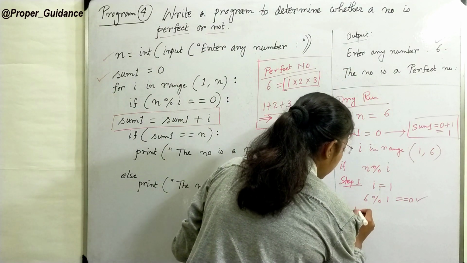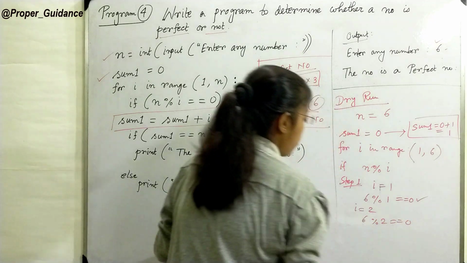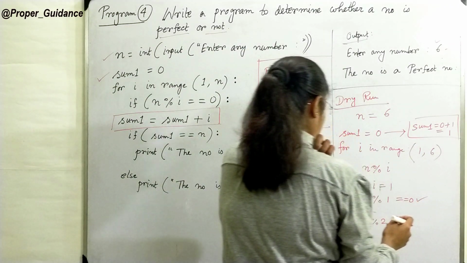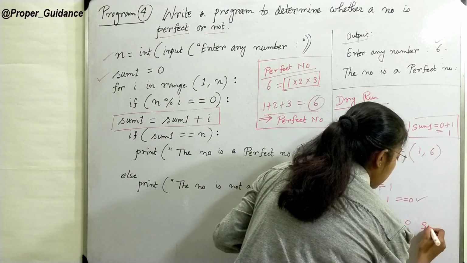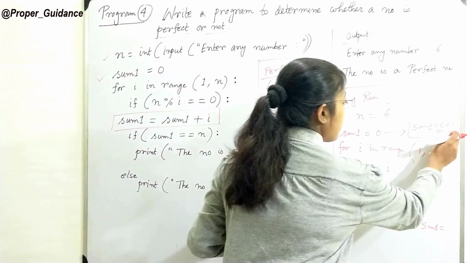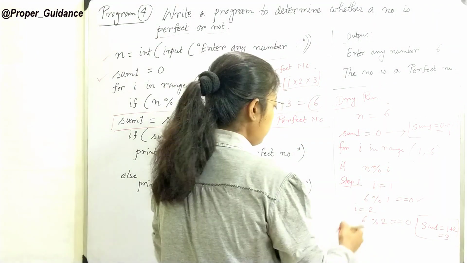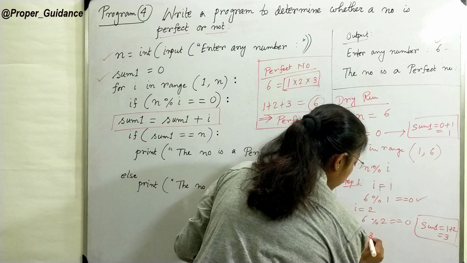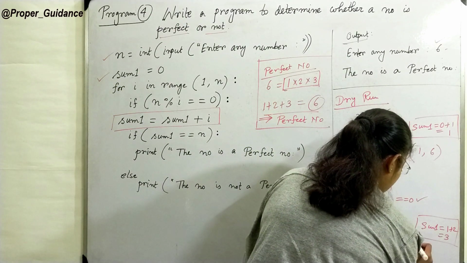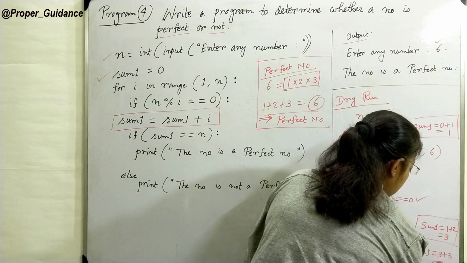Okay. Then the next value, i equals 2. Again, 6 modulus 2 equals 0. And again, 2 is taken here in the sum value. So I can write here that sum1 equals sum1 plus i, that is 1 plus 2 equals 3. Make it a box. Again, i equals 3 and 6 modulus 3 equals 0. And we will take it like this: sum1 equals 3 plus 3, that is 6.